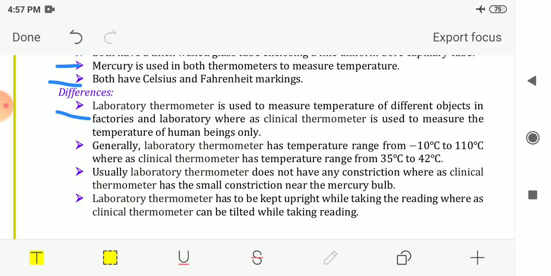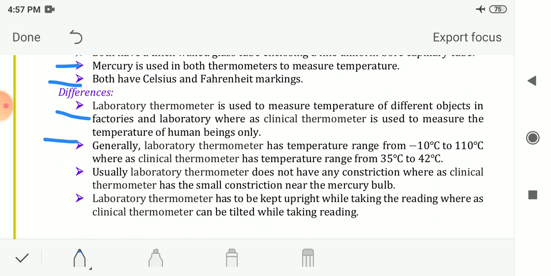The next difference is, generally a laboratory thermometer has a temperature range from -10 degrees Celsius to 110 degrees Celsius, whereas a clinical thermometer has a range from 35 degrees Celsius to 42 degrees Celsius. In the clinical thermometer, as it measures the temperature of the human body only, the range is low. And a laboratory thermometer can measure the temperature of various objects, so its measuring range is wide, that is, minus 10 degrees Celsius to 110 degrees Celsius.